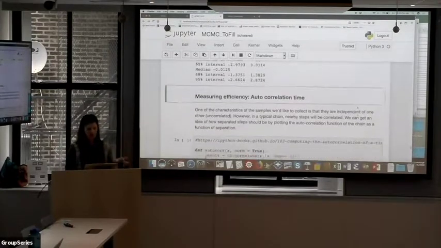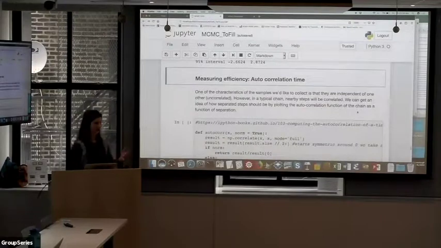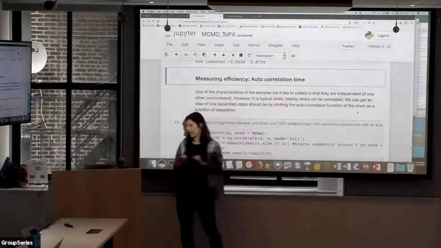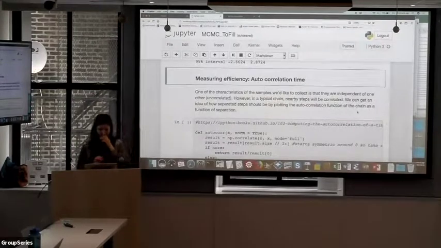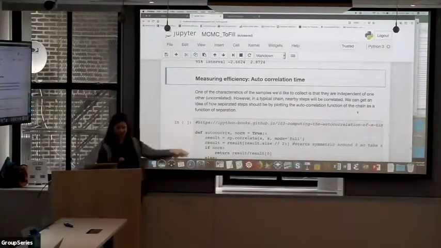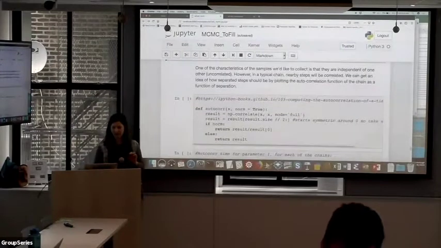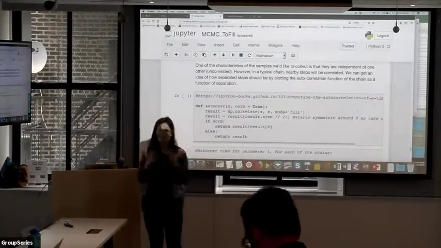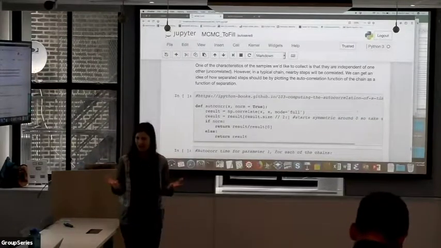Okay, so what I was mentioning is that one thing that measures the efficiency of your sample is the autocorrelation. And Dan from MIT has a really nice blog post that uses some expensive statistics. What I did here is keep it as simple as possible, so you see that there is no mystery in autocorrelation time and how you calculate it.